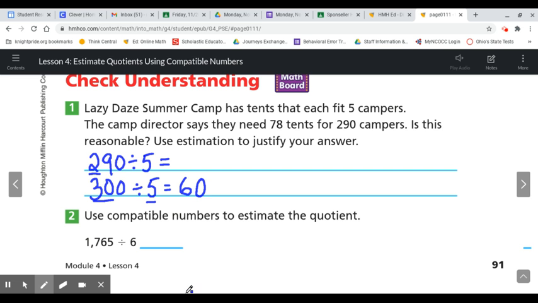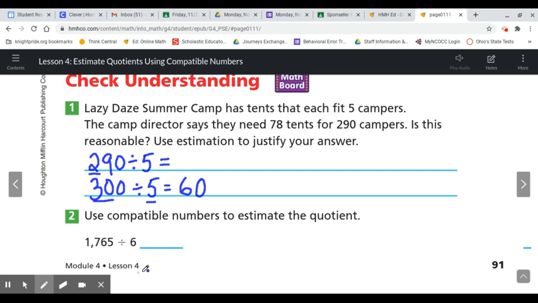Now let's try number 2. It says to use compatible numbers to estimate the quotient. And we have 1,765 divided by 6. So we're thinking through compatible numbers. We want a number that we could easily divide by 6 that's going to be close to this number of 1,765.